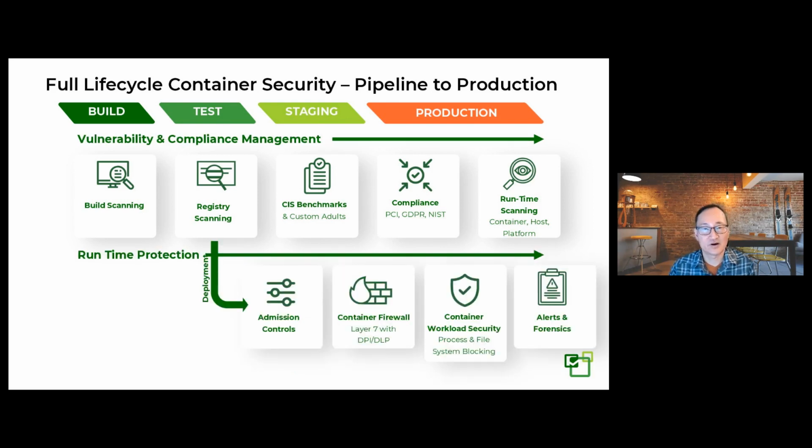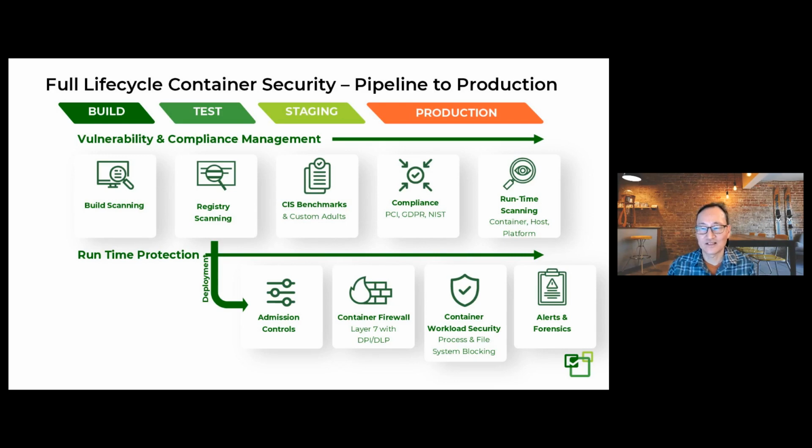The second part of the product line, a lot of times I like to say it's the most critical because ultimately hackers are going to try to get in and steal data in production. So this is the runtime protection. And it really starts with admission controls that prevent unauthorized or non-compliant deployments into your production environment.